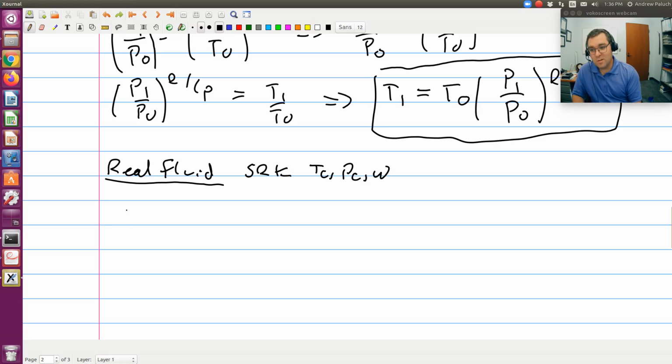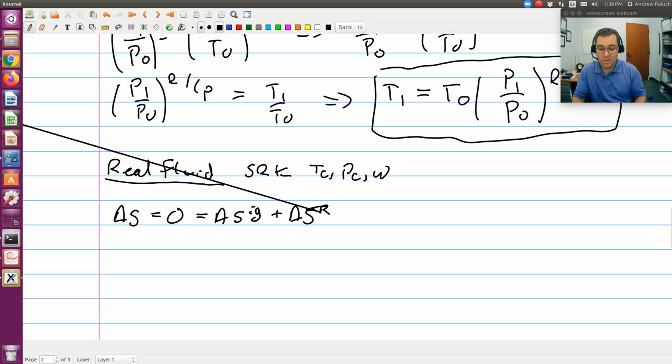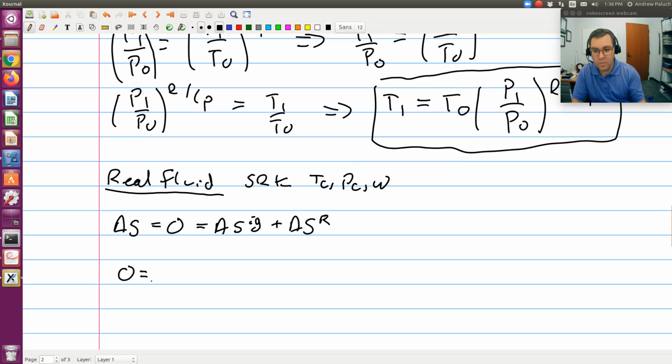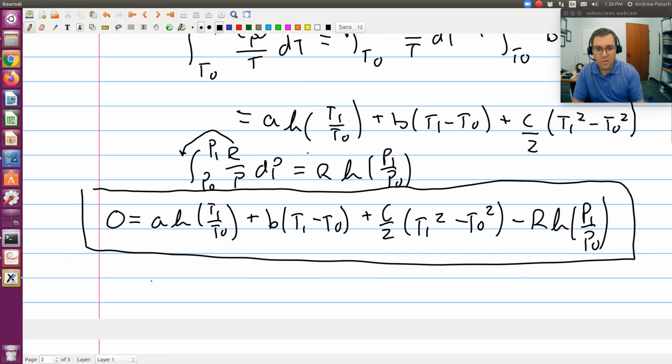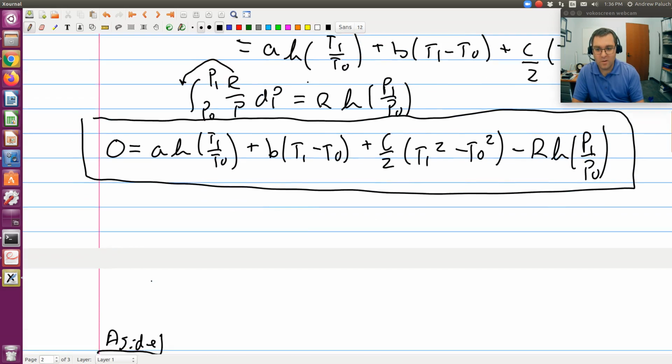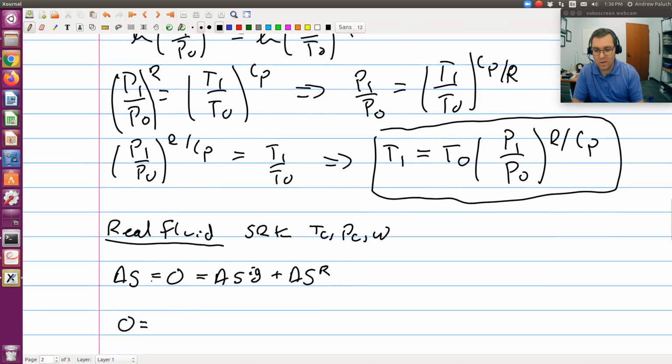It's essentially the same, right? So delta S, my actual change in entropy, which is 0 because it's an isentropic process, is going to be equal to delta S ideal gas plus delta S residual. That's all there is to it. And so 0 would be equal to, I would start with this equation here, which is delta S of an ideal gas.